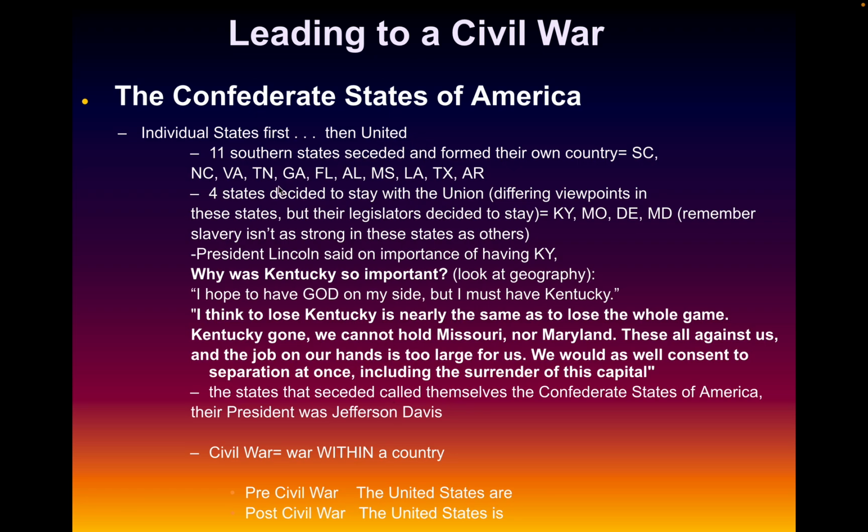Not only did this new group of 11 states have their own name, the Confederate States of America, they also elected their own president, a man named Jefferson Davis, who we'll talk more about in our next unit. What we see happening here is the beginning of a civil war. So you understand terminology, a civil war is a war within a country. It's not between different countries. It's a country imploding from the inside, a country splitting amongst itself.